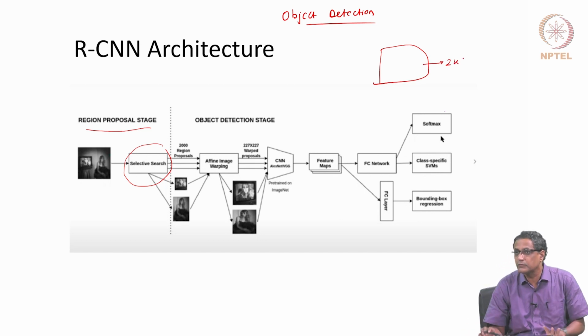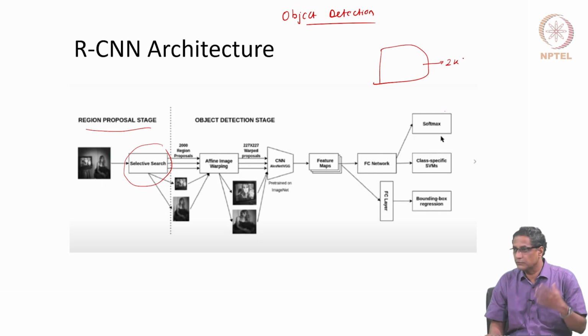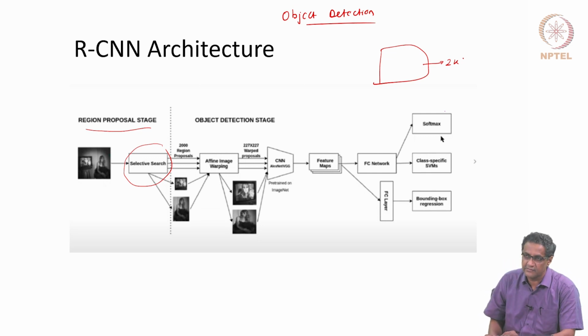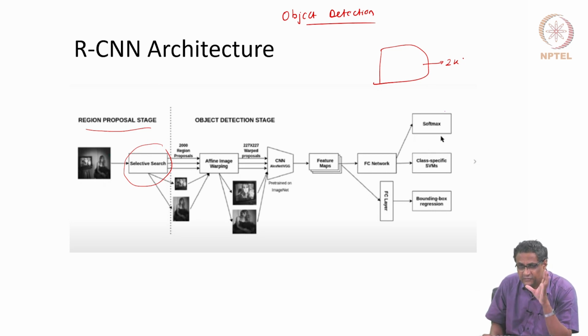That means it's about, say, 2000. You might wonder, isn't 2000 a large number? Actually, it is not so large compared to doing something like a sliding window. Imagine if you had a 500 cross 400 image, and you did a sliding window at every location, looking at 500 by 400, that many proposals. Compared to that, 2000 is still a very small number.